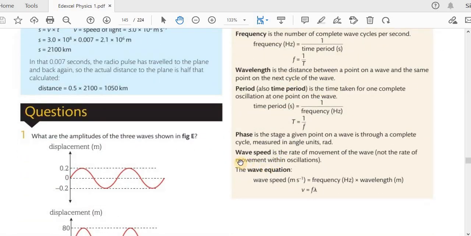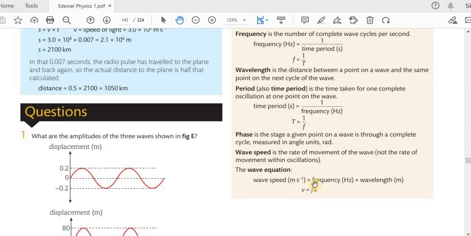Okay, let's see this. Wave speed is the rate of movement of the wave, not the rate of movement within oscillations. So we have the wave equation. You would have seen this in the O-level class also. Wave speed equals frequency times wavelength. V equals f lambda. F is the frequency, lambda is the wavelength, V is the wave speed. The unit is meters per second. Frequency has the SI unit hertz. Wavelength has the unit meters.